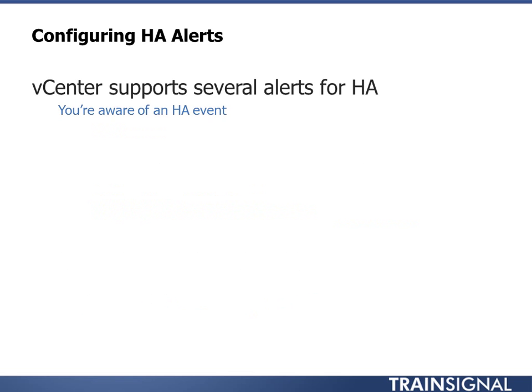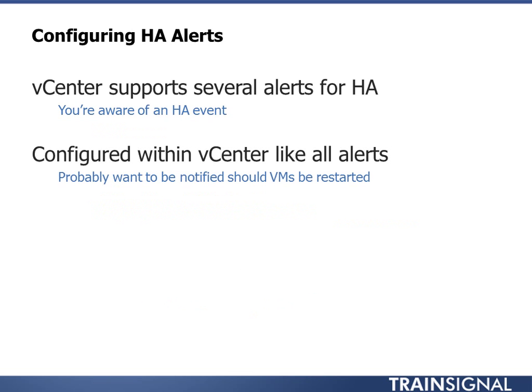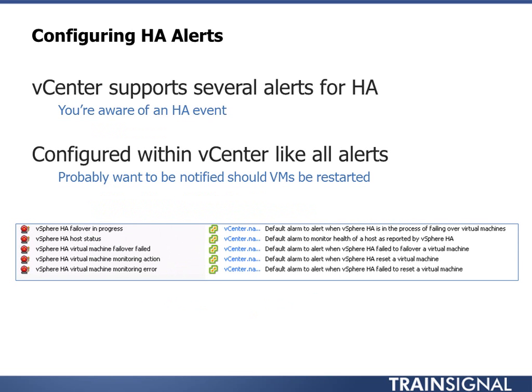HA alerts. vCenter supports several alerts for HA. Obviously, it supports alerts for a ton of things. Make sure you're aware of an HA event. You configure them within vCenter like all alerts. You probably want to be notified should VMs be restarted. Here's an idea of some of the alerts.